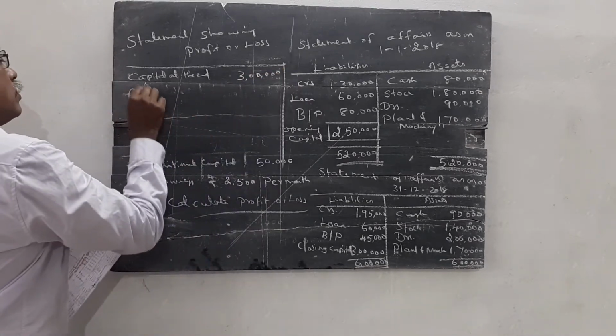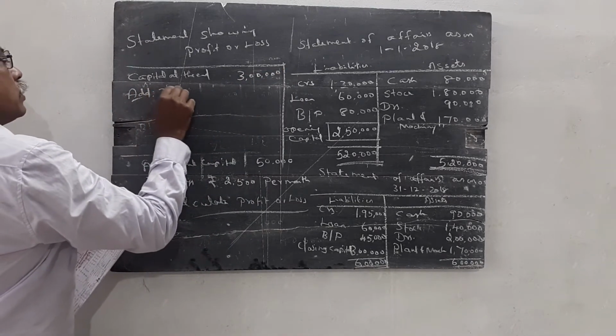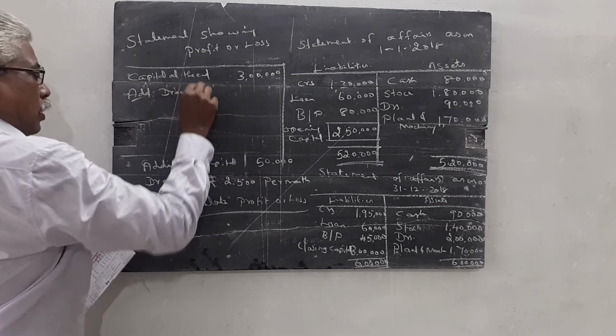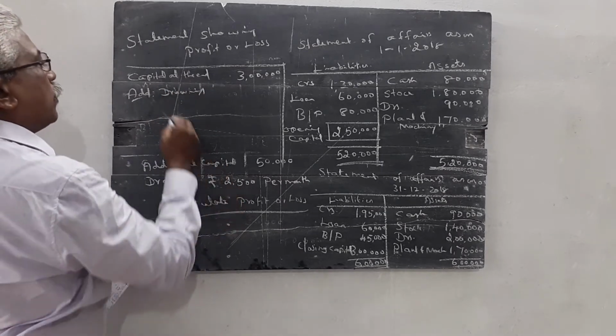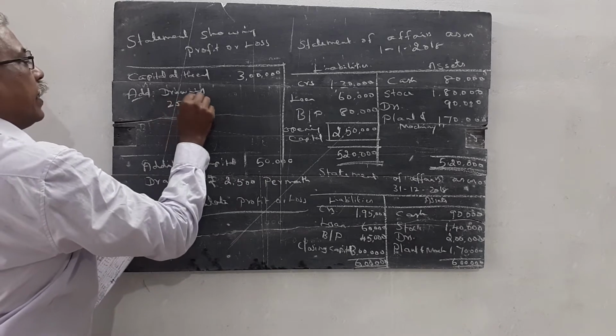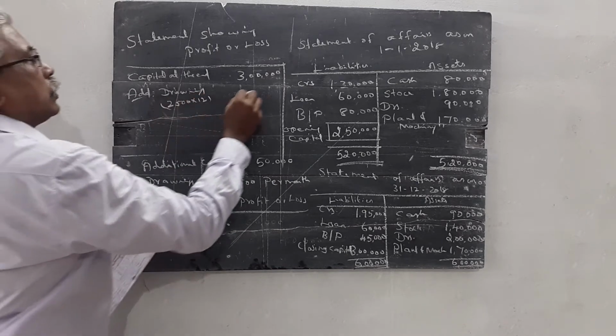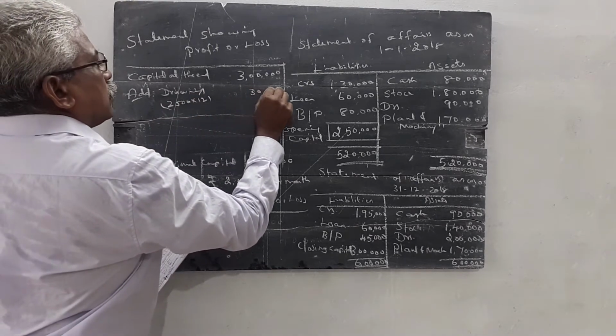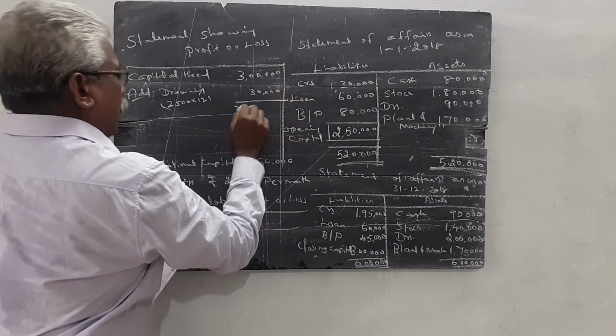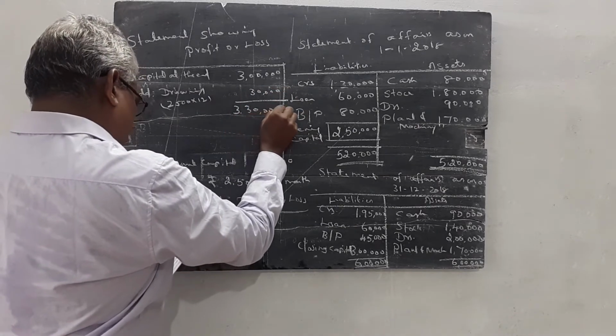Add drawings. Drawings equal to 2,500 per month. So 2,500 into 12 is equal to 30,000. So here we write 3 lakhs 30,000.